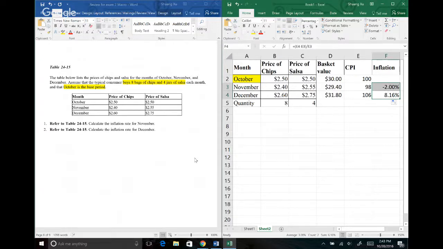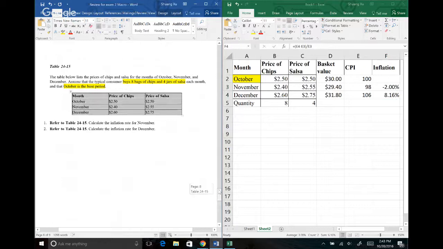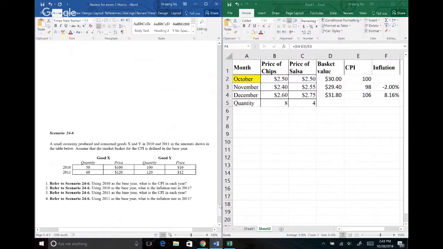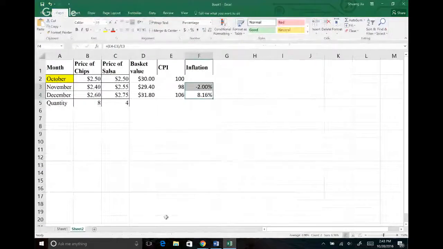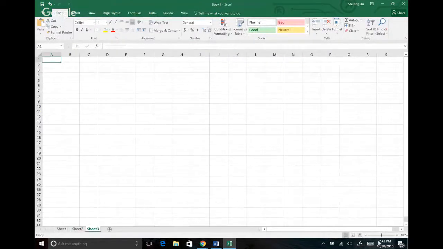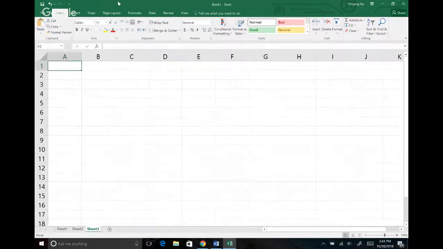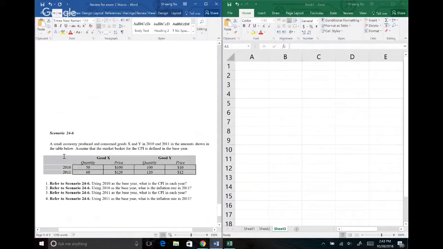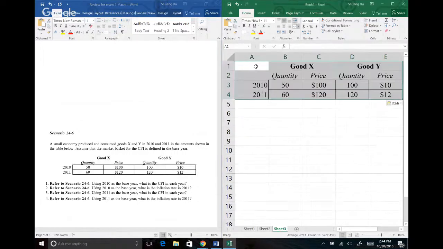Yeah. Okay. So if everybody got it, then let's do the last problem. Very similar. All right. So very similar information. Let me open a new spreadsheet. Let me copy this. All right, that's good.